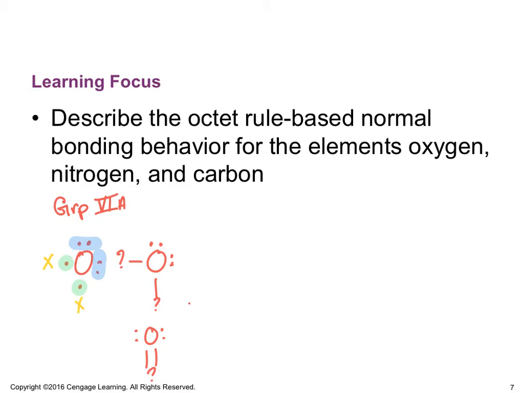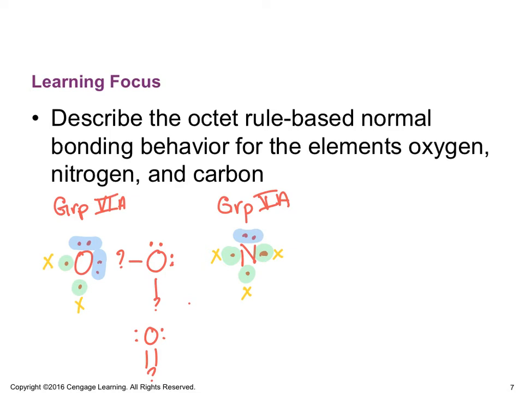If we look at nitrogen, nitrogen is in group 5. So it has 5 valence electrons. So its Lewis symbol will look like this. It has 1 lone pair and then 3 single electrons. So it's going to need to add 3 more electrons to fill its octet. So each of these single electrons will go and find another element to share with. So by adding those 3 electrons, we now have 8 around the nitrogen.